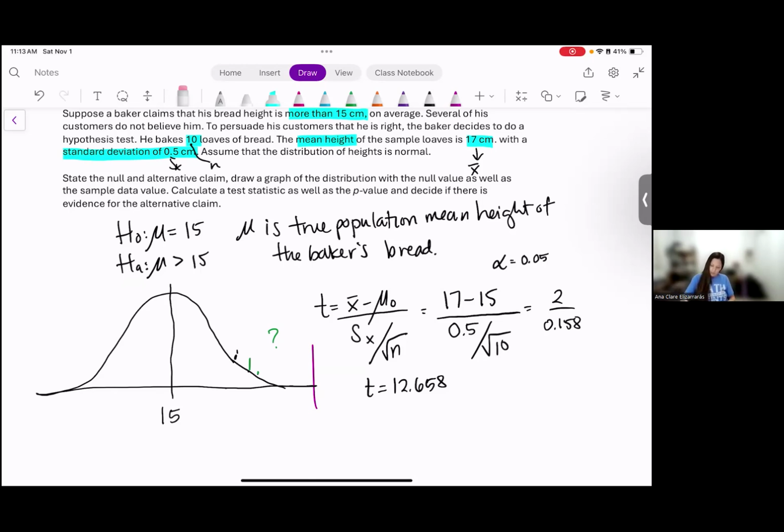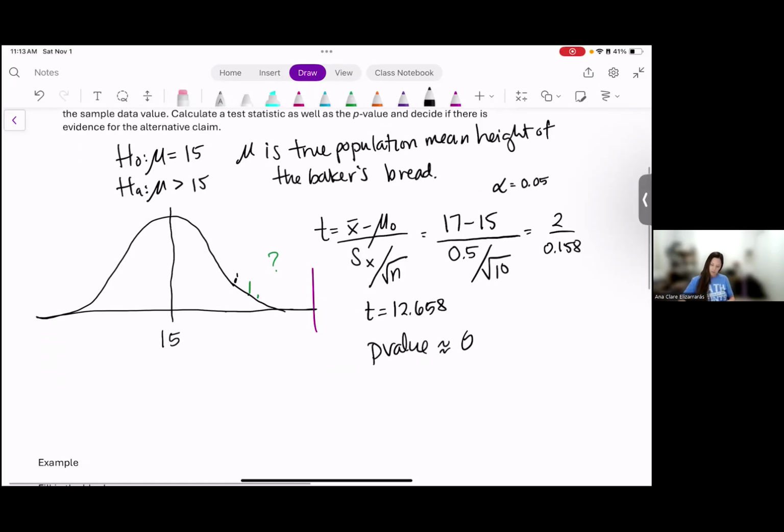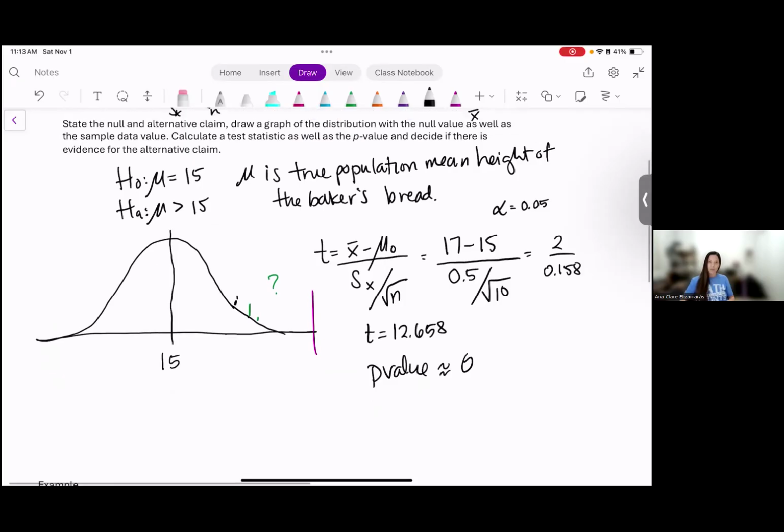So the p-value that corresponds with that is roughly 0, which means that there is almost no chance that this could have happened randomly by chance if the baker really did have a height of 15. So I think there's evidence that it's more than.